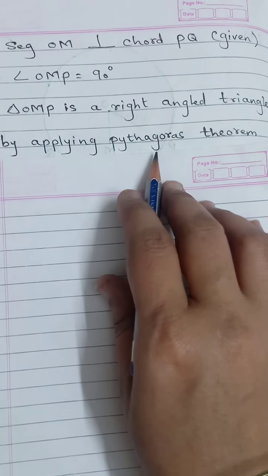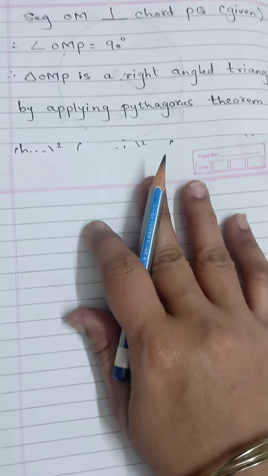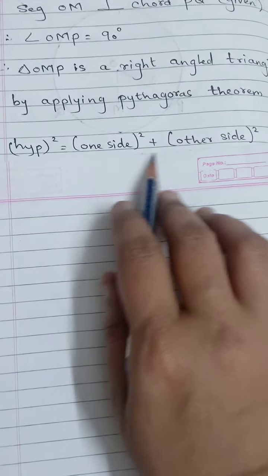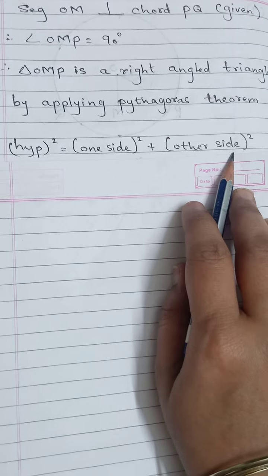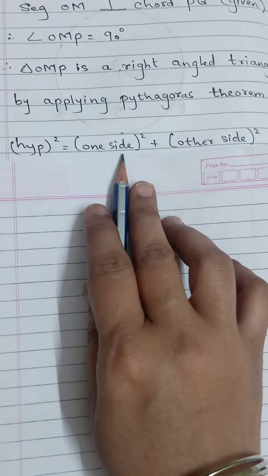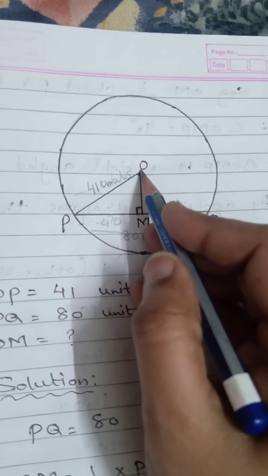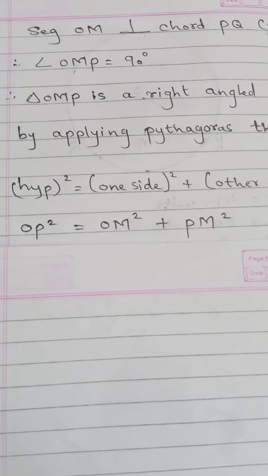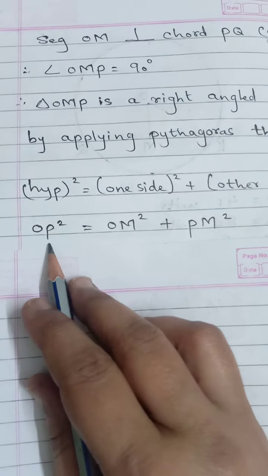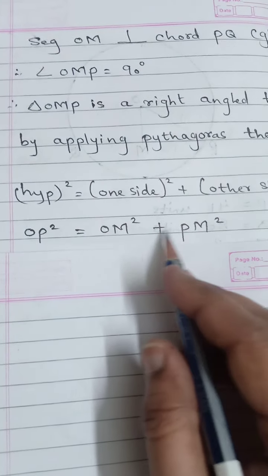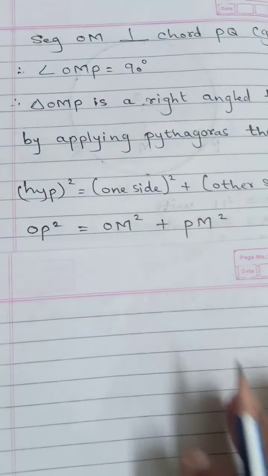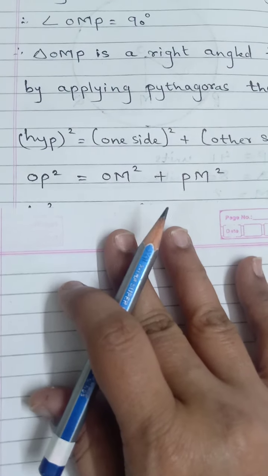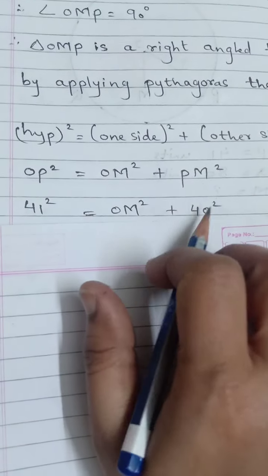And if the triangle is a right angle triangle, then we can apply the Pythagoras theorem. The statement of the Pythagoras theorem is: hypotenuse square is equal to one side square plus other side square. Now we'll see in the figure which side is the hypotenuse and which are the other sides. So here the hypotenuse is OP, PM will be one side, OM will be the other side. So we write OP square is equal to OM square plus PM square. Now we'll apply the values of OP and PM. The value of OP is 41 and PM we have got 40.